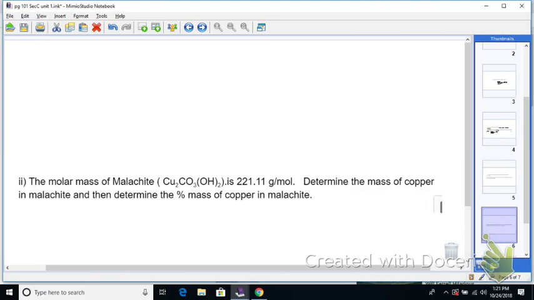So I'm going to have 127.1, because I have 2 of them, copper, divided by 221.11 times 100. And that gives me what percent? 57? Yeah, 57. Okay, so 57%, 57.5%.